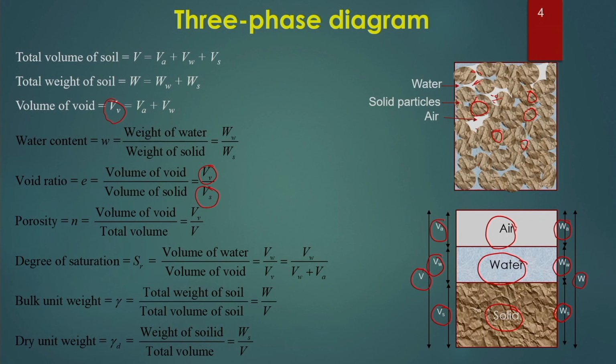Next is the bulk unit weight. This is defined as the ratio between the total weight of the soil to the total volume of the soil, that is W by V. Generally, the unit is kilonewton per meter cube or gram per cc. Similarly, another unit we use is the dry unit weight, which is expressed in terms of gamma d, which is the ratio between the weight of the solid to the total volume of soil.